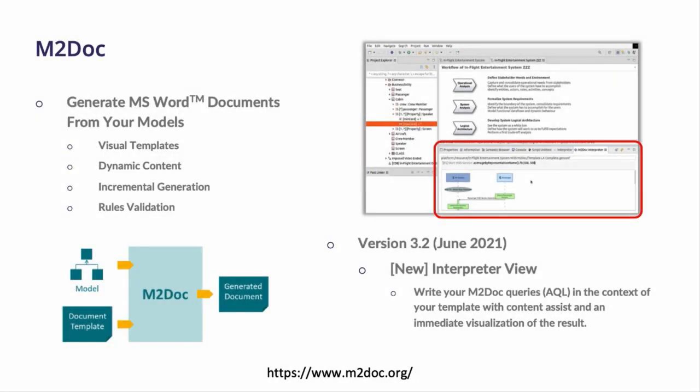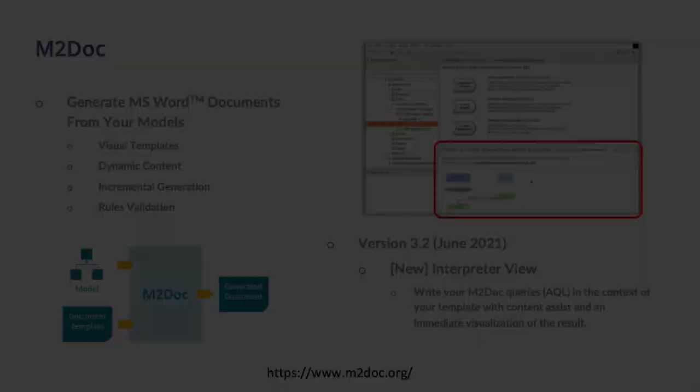M2Doc is an open source add-on that allows you to generate customized Word documents from your Capella models. It works with WYSIWYG templates that you can edit directly from Word. These templates include queries to retrieve data from the model. Since version 3.2, M2Doc provides an interpreter view to facilitate writing queries in AQL.